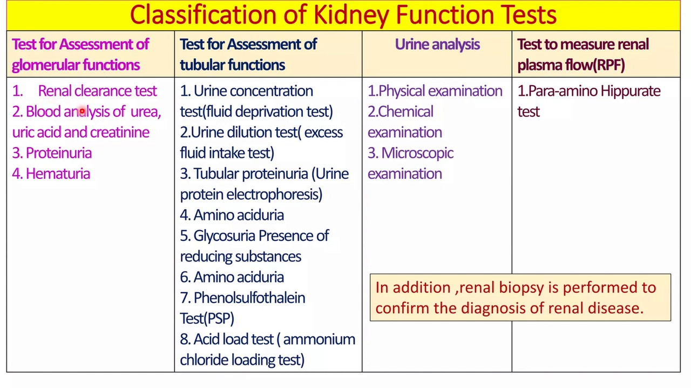So basically the clearance is a function of the glomerulus. So अगर glomerulus ठीक से function कर रहा है तो it will be able to do the clearance or clear out certain substances from our blood. So it is the assessment of the glomerular function. Tubular function I have told you: urine concentration test, urine dilution test, tubular proteinuria, amino aciduria, glycosuria, all these are tests for tubular function. Urine analysis, yes, definitely it is a test to indicate kidney function, and the test to measure the renal plasma flow is like the para amino hippuric acid test.